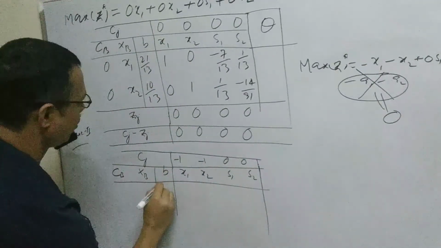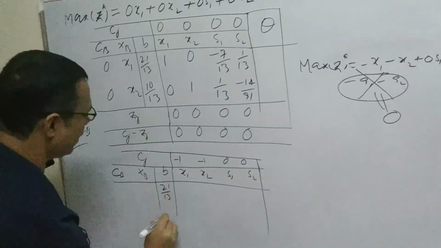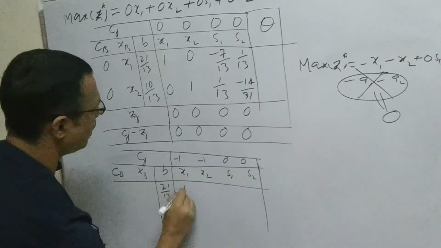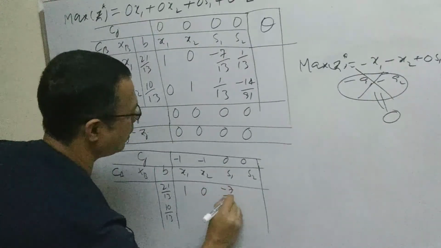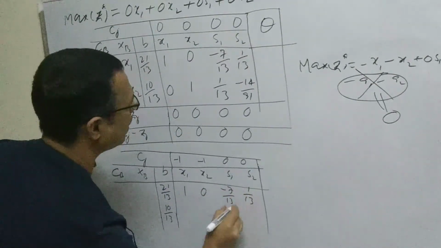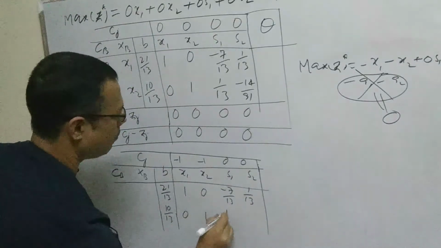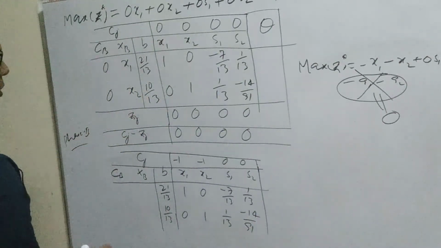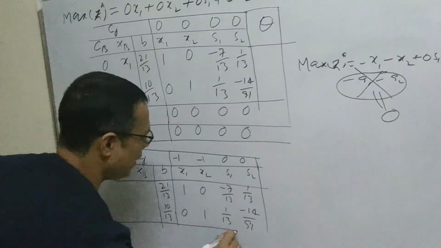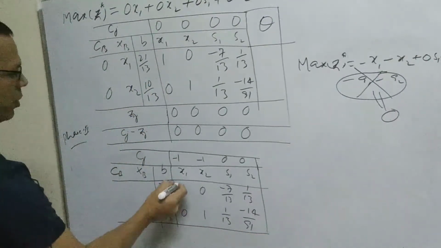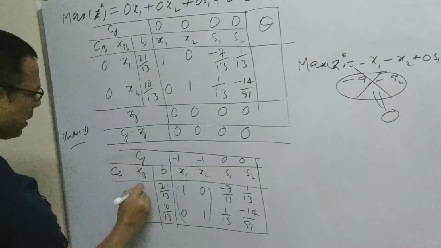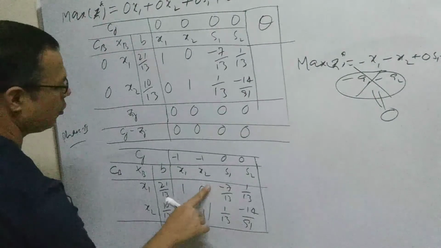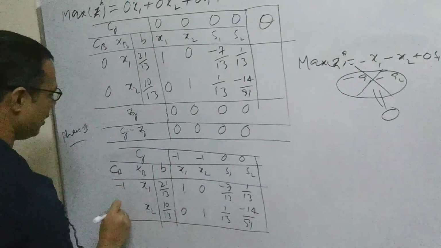So in front of b, 21 by 13, 10 by 13, just copy all these values. 1, 0, minus 7 by 13, 1 by 13, 0, 1, 1 by 13, minus 14 by 91. So we have got these values. Here we can see which variable is going to give the unit matrix? x1 and x2 are going to give the unit matrix. It means x1 and x2 are going to be considered as basic variables here also, and their coefficients are minus 1 and minus 1.